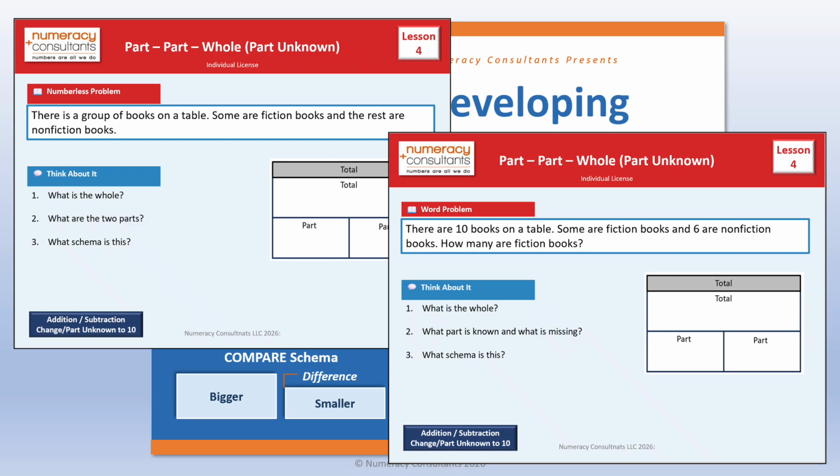So again, many layers of schema. They have their poster cards. Now they're going through the numberless problem, then they're going into the actual word problem where they apply it. All these layers of instruction are again to get them familiar with the schema.